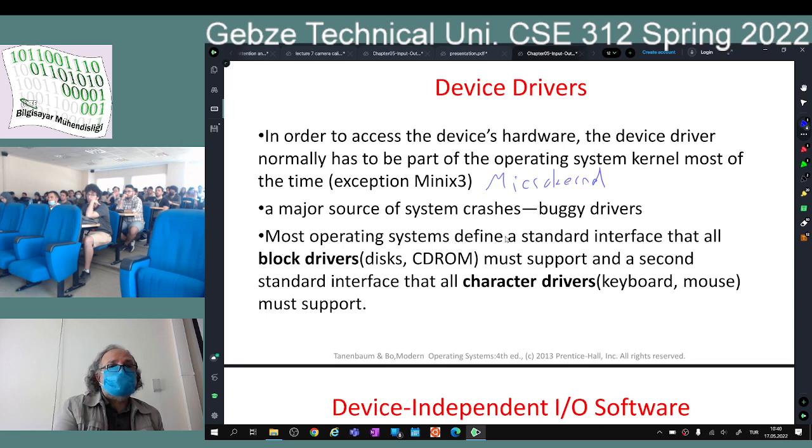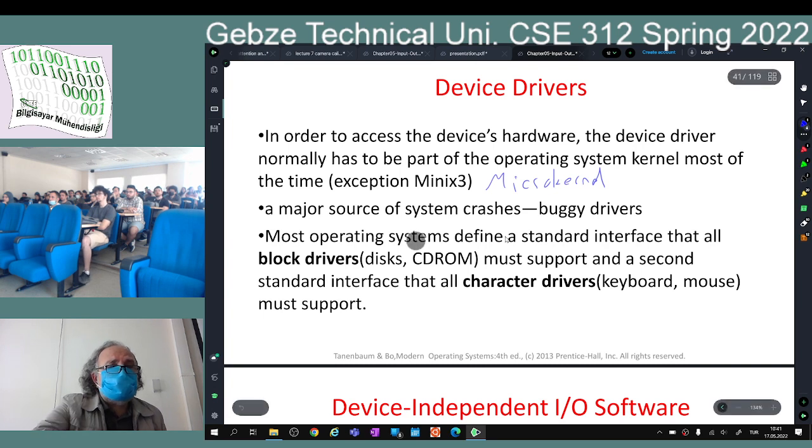Because as I said before, a device driver becomes part of the operating system, and that software can do whatever it wants. If it's a buggy device driver, it may cause a crash, and that crash will take down the whole operating system. Of course, the operating system has to be designed carefully, in a way that it doesn't crash with these kinds of problems. But anyway, that's a known problem.